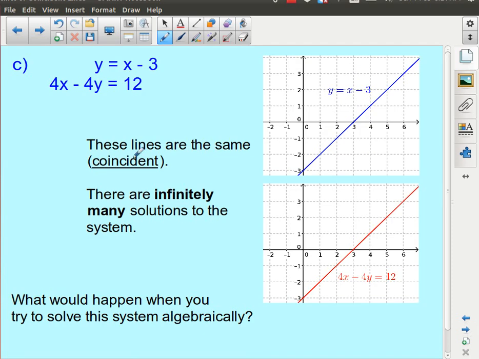And finally, here we have two equations that look different, but when you actually graph them out, it turns out that they are the exact same line. So that means that these lines are coincident. They lie on top of each other. There are infinitely many solutions to this system. Everywhere that they touch is a solution. So what is going to be the result when we try to solve this algebraically?